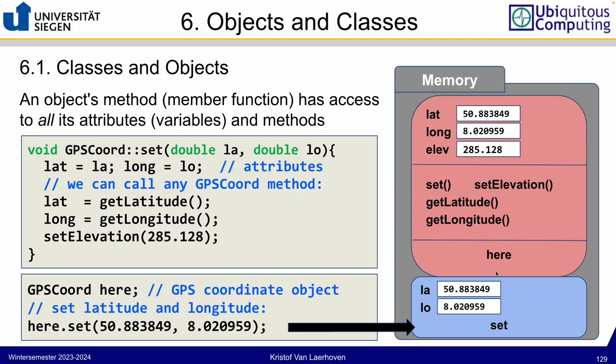As soon as we call the function, we execute all the statements that are here, and as soon as we leave the function, this blue block in our memory is gone again. But what happened afterwards is, of course, that those lat and long values have been changed. Okay? That's an important thing to get.